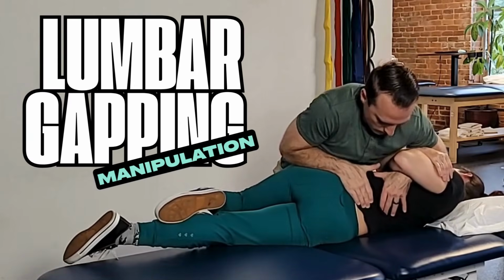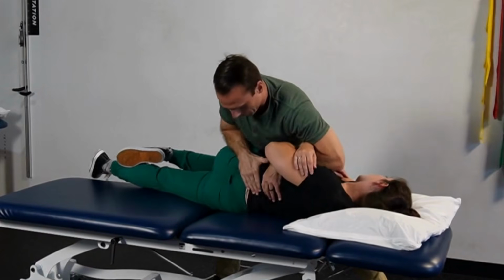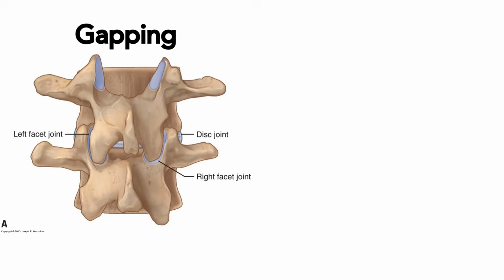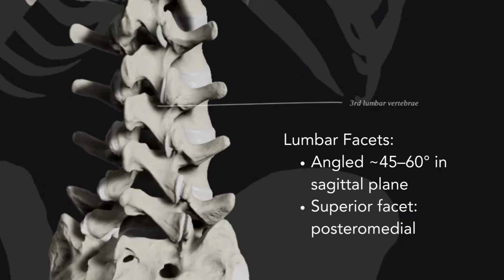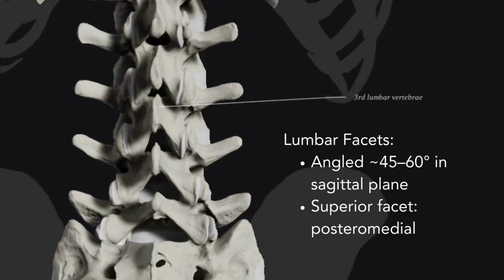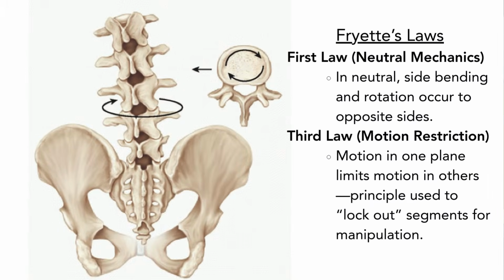In this video, I'll be demonstrating the sideline gapping manipulation. A gapping manipulation aims to distract or open targeted facet joints. This differs from an articulating manipulation, when the manipulation moves the joint along its normal glide or motion path. In the lumbar spine, facets are primarily oriented in the sagittal plane, and side bending and rotation are coupled.